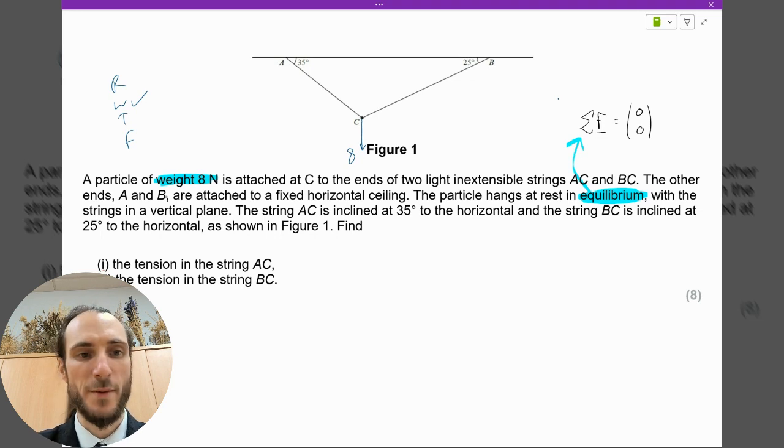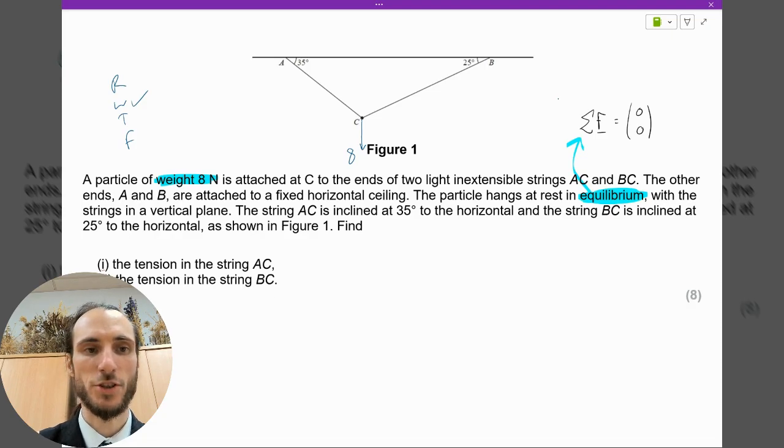The other ends, A and B, are attached to a fixed horizontal ceiling. Yeah, I can see that. The particle hangs at rest in equilibrium. That's important for later. With the strings in a vertical plane, that just means that the whole thing is in a 2D plane, rather than being in and out of the paper. It's just as it looks on the paper, so don't worry too much about that. String AC is inclined at 35 degrees, and the other string BC is inclined at 25 degrees to the horizontal. Find the tension in string AC and the tension in string BC.